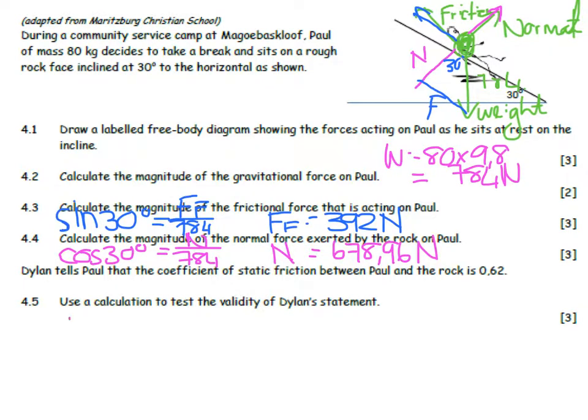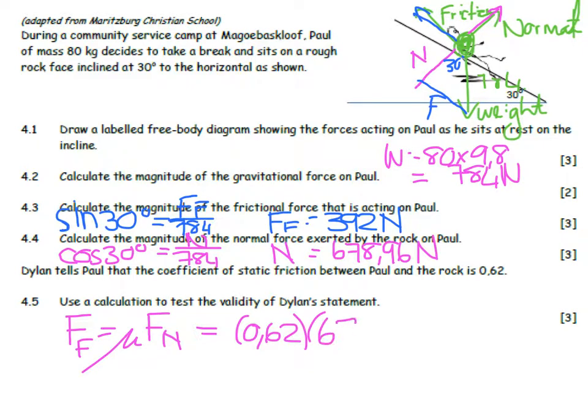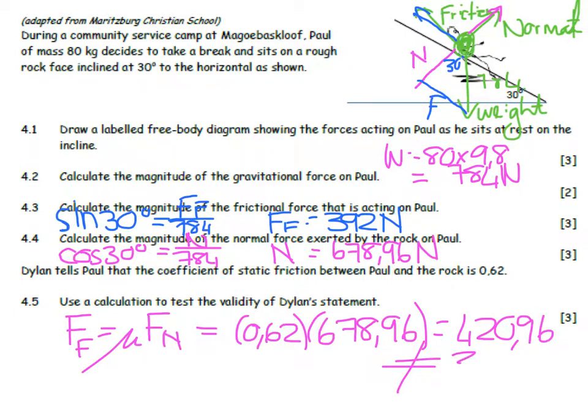There are two ways you could have done it, but I'm going to show you the one way. The frictional force is always equal to the coefficient of friction multiplied by the normal. So that is going to be equal to 0,62 multiplied by 678,96 as I've calculated it, and I get 420,96 newtons. That is not equal to 392 newtons, and therefore Dylan was wrong.